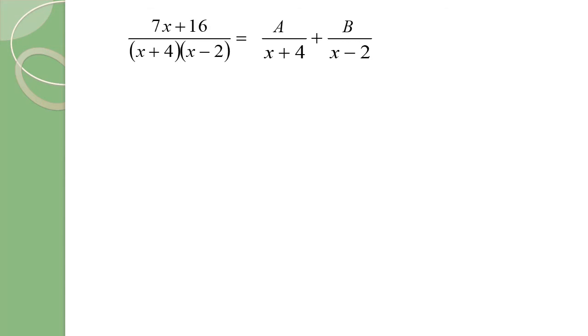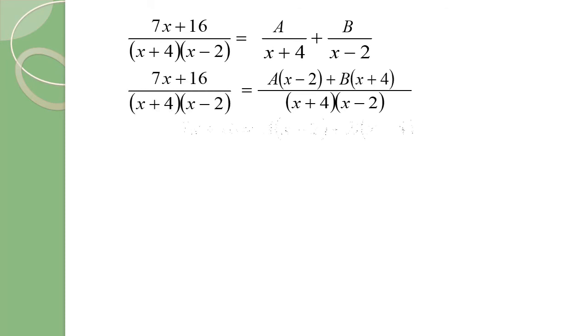The next step is to eliminate the denominator. Look at it for A: we have x plus 4 at the bottom, so we should multiply by x minus 2. And for B, we have x minus 2, so we should multiply with the other factor, which is x plus 4. So we just compare the numerators: 7x plus 16 equals A multiplied by (x minus 2) plus B multiplied by (x plus 4).